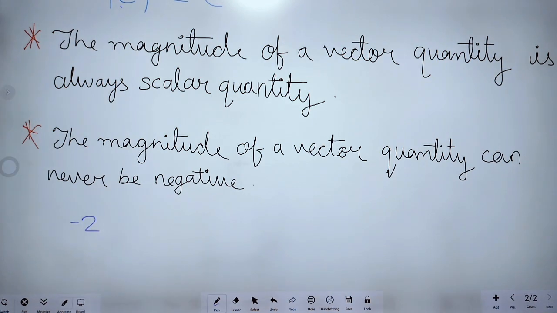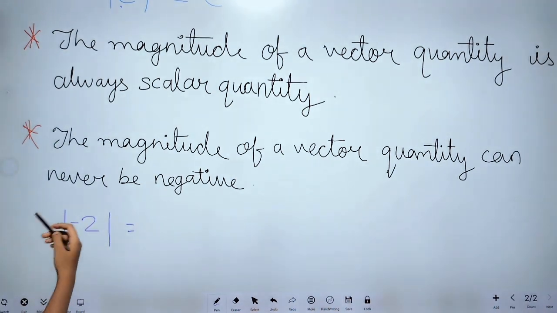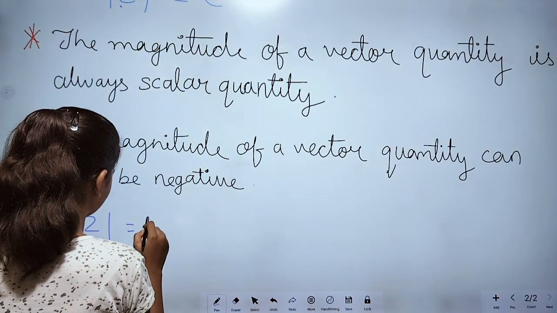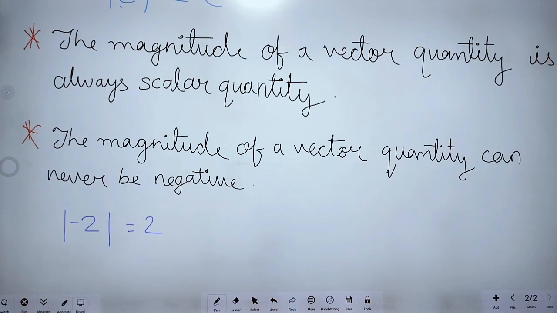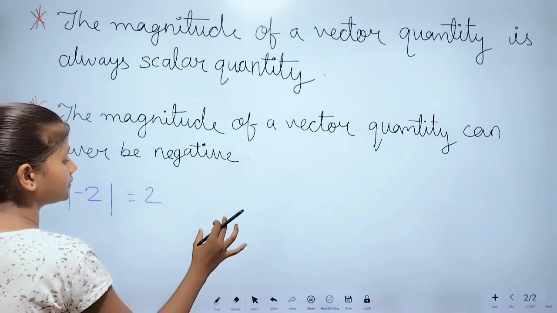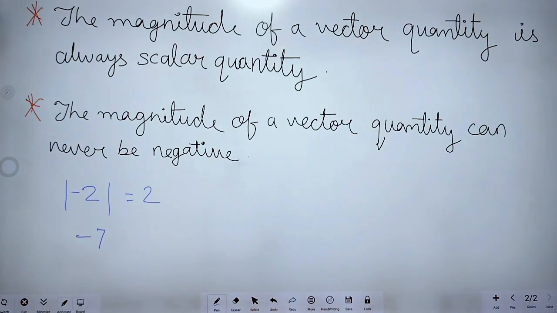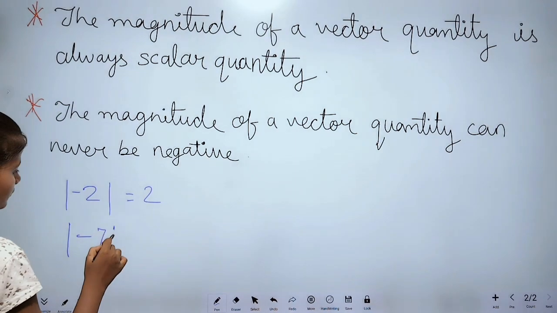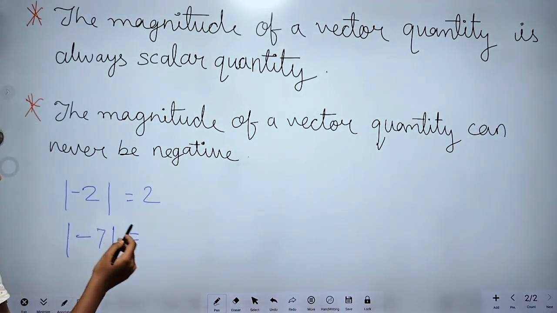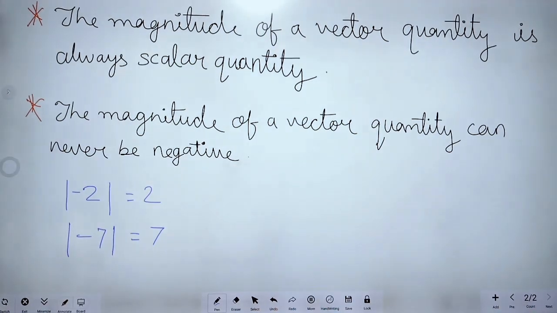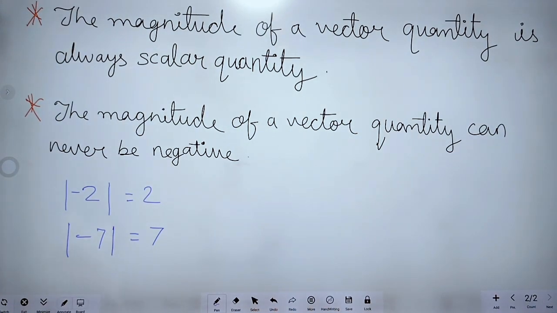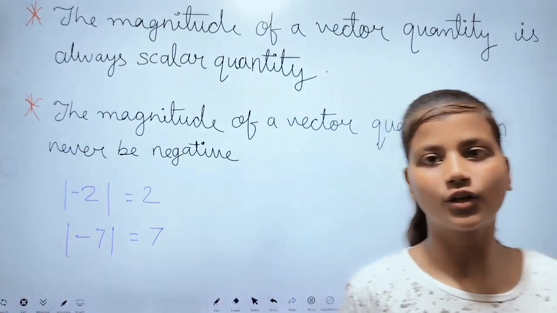This one is -2, and we put modulus, then the minus is removed, it is written as 2. One more example, -7. This one is -7, but when we put modulus, then the minus is removed. So the magnitude of a vector quantity can never be negative, it is always positive.